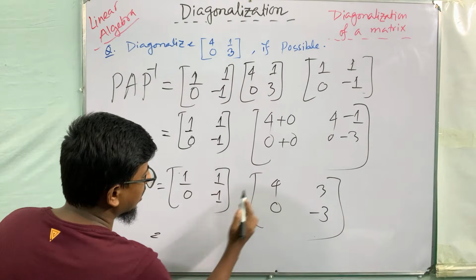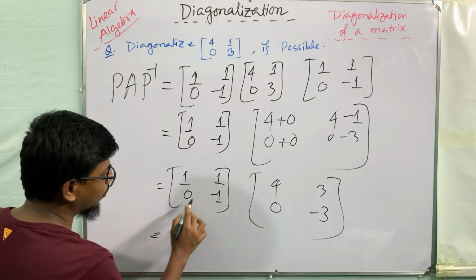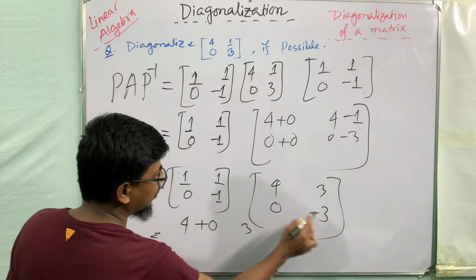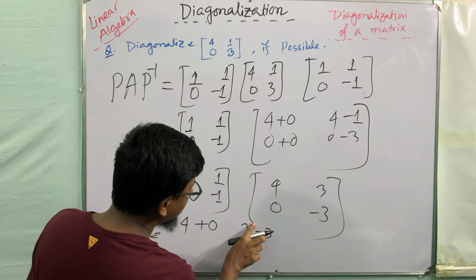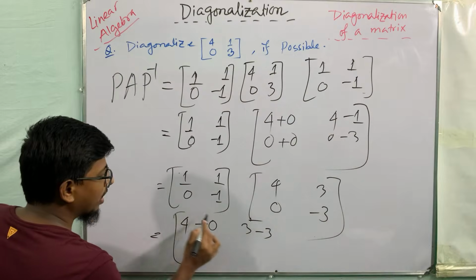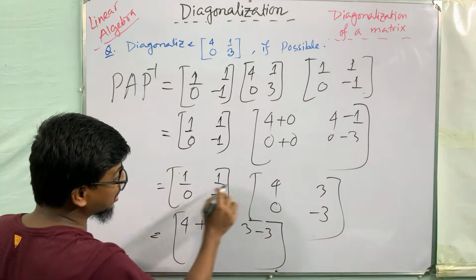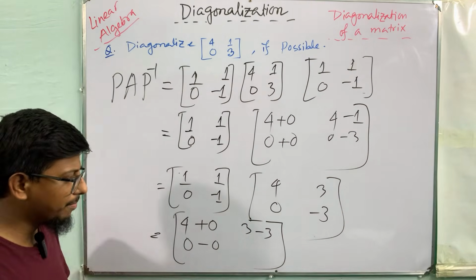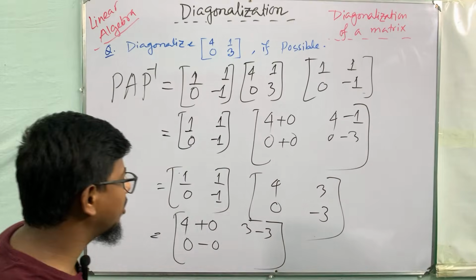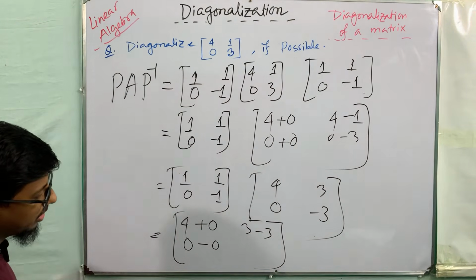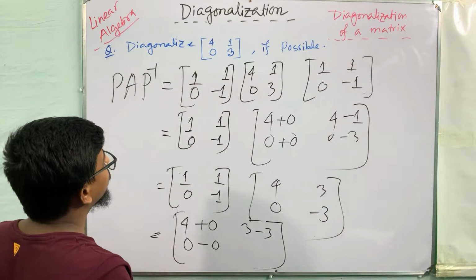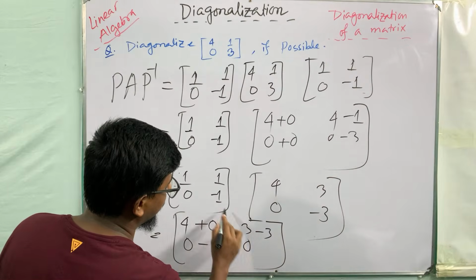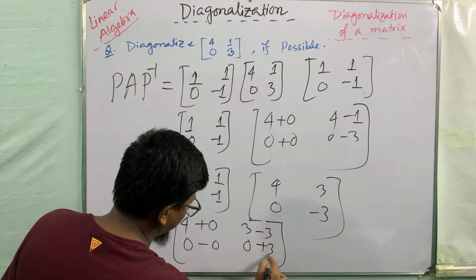So now I have 1 times 4, which is 4, 1 times 0, which is 0. I have 1 times 3, which is 3, and 1 times -3, which is basically -3. Well, I have 0 times 4, which is 0. I have -1 times 0, which is 0. You know, remember that I'm not explaining the multiplication of matrices because I'm already considering that you must know that. Although I did a math on that, you can watch that on this playlist. So now you have 0 times 3 is 0, -1 times -3, which is basically +3.